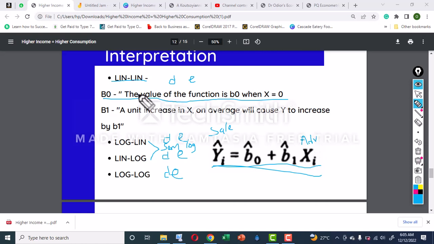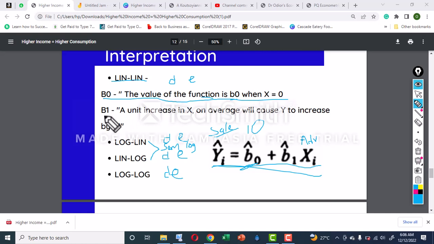You are just going to say that the value of sales revenue is beta 0, whatever you get as your beta 0, probably you get beta 0 as 10. The value of sales revenue is 10 when x, which is advertisement, is 0. So the value of sales revenue is 10 when advertisement is 0. You don't need to say x and y.